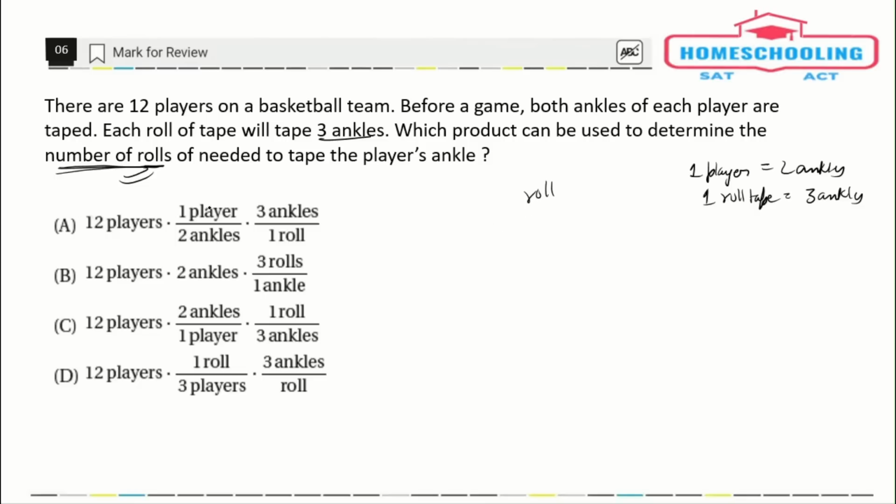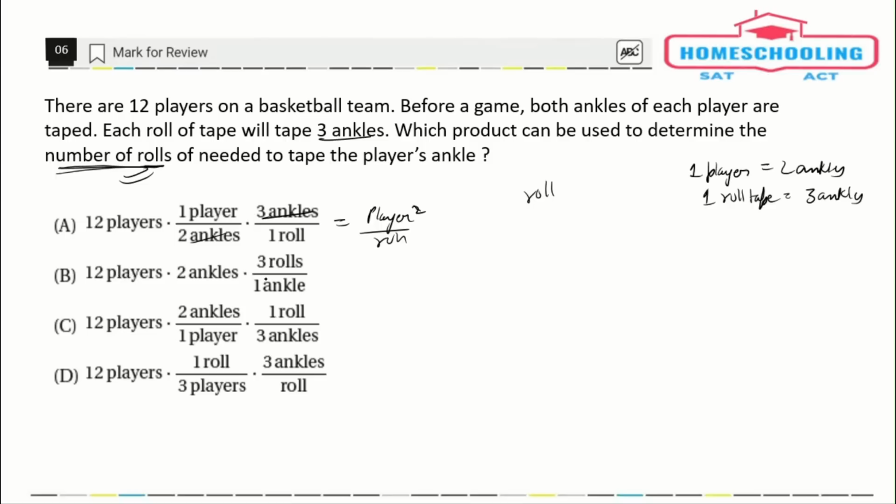So let's say player and player, no. Ankles and ankles getting cancelled. Still, its unit would be player square by roll. Now let's move on to the option B.